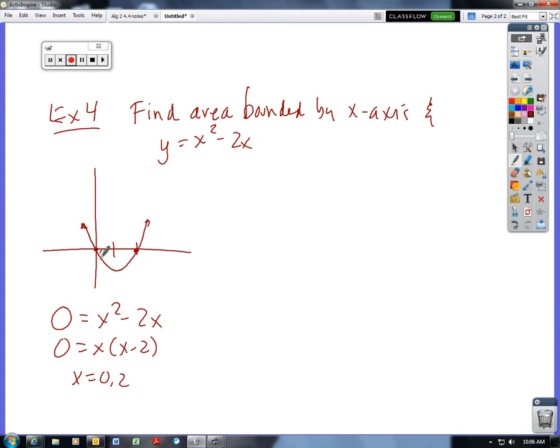And it's asking us to find the area between the x-axis and the curve. So it's just going to be simply the integral from 0 to 2, because this is 2, this is 0. And if I was to integrate from 0 to 2, I would get a negative value since I'm underneath the x-axis, but I want a positive value, so I need to negate it with a negative out front.